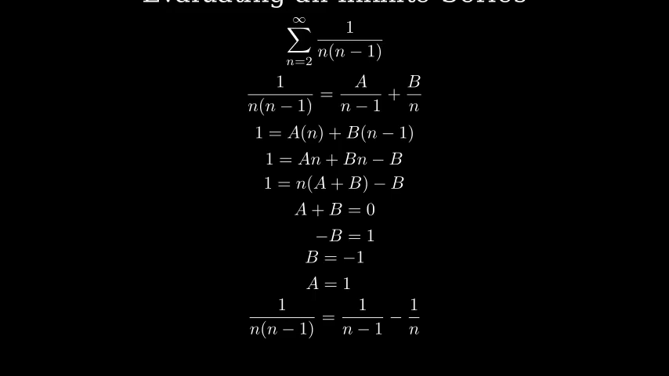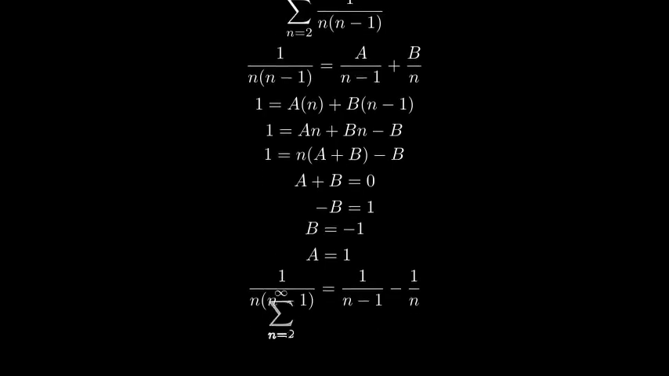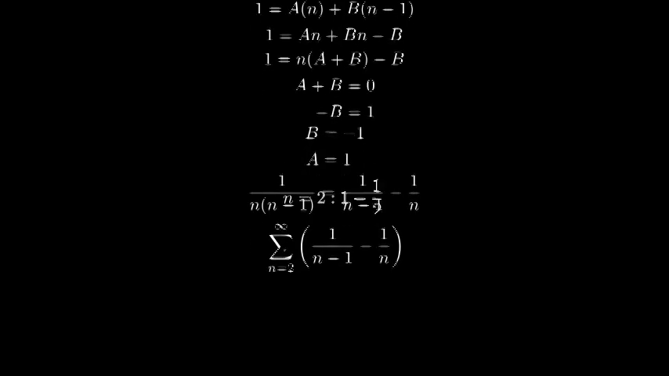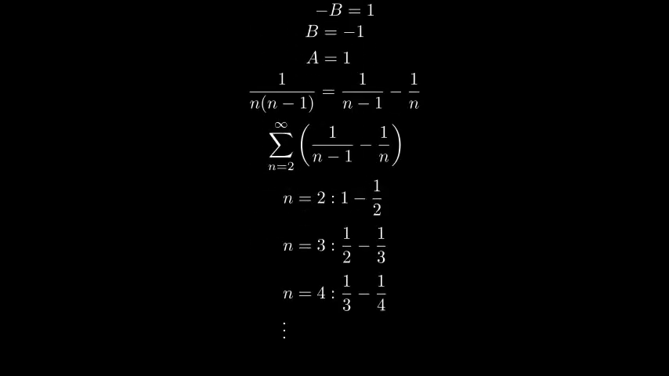Now we can write our series as the sum from n equals 2 to infinity of 1 over (n minus 1) minus 1 over n. This is a telescoping series. Let's look at the first few terms. When n equals 2, 1 over 1 minus 1 over 2. When n equals 3, 1 over 2 minus 1 over 3. When n equals 4, 1 over 3 minus 1 over 4, and so on.